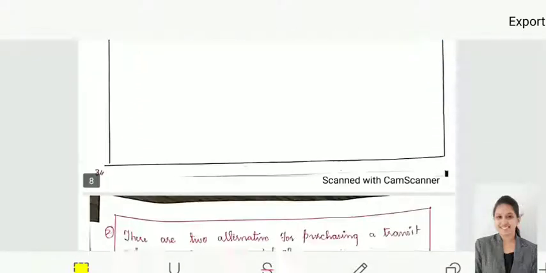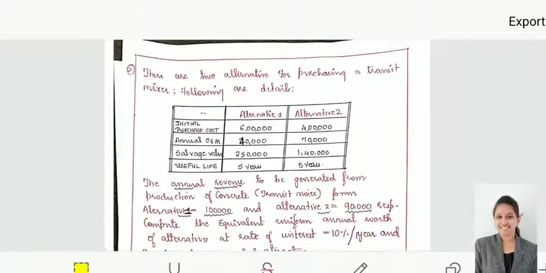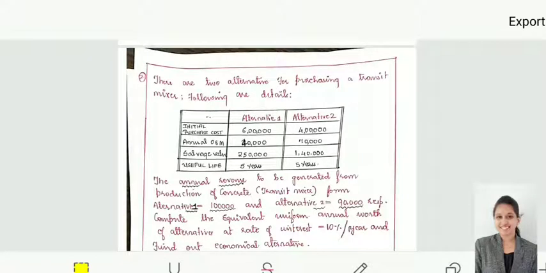Now we will consider a similar second example in this particular case. So what it says, there are two alternatives for purchasing a transit mixer. Transit mixer means, you know, RMC. Okay, the following are the details: the initial purchase cost, annual operation and maintenance, salvage value, and the useful life for both the alternatives are given. The annual revenue to be generated from the production from alternative 1 is 1 lakh rupees, and from alternative 2 is 90,000 respectively.